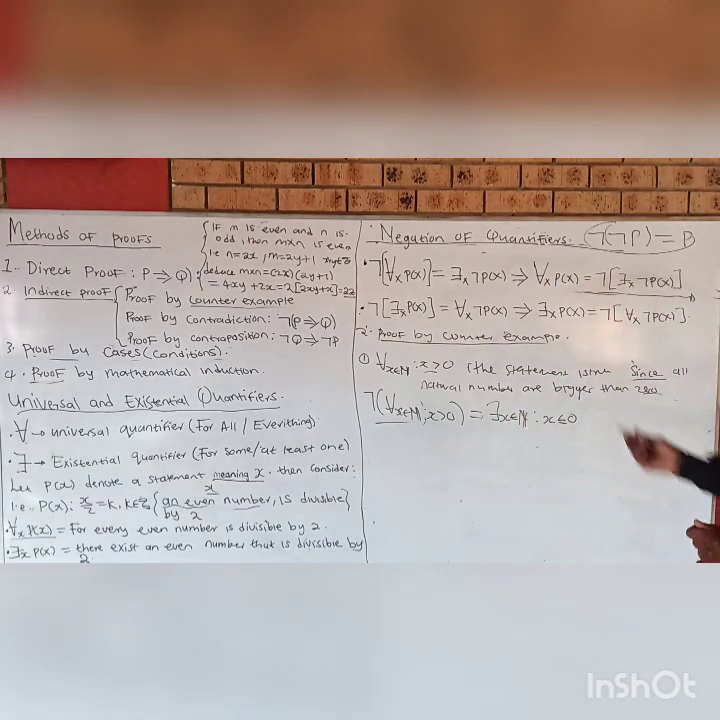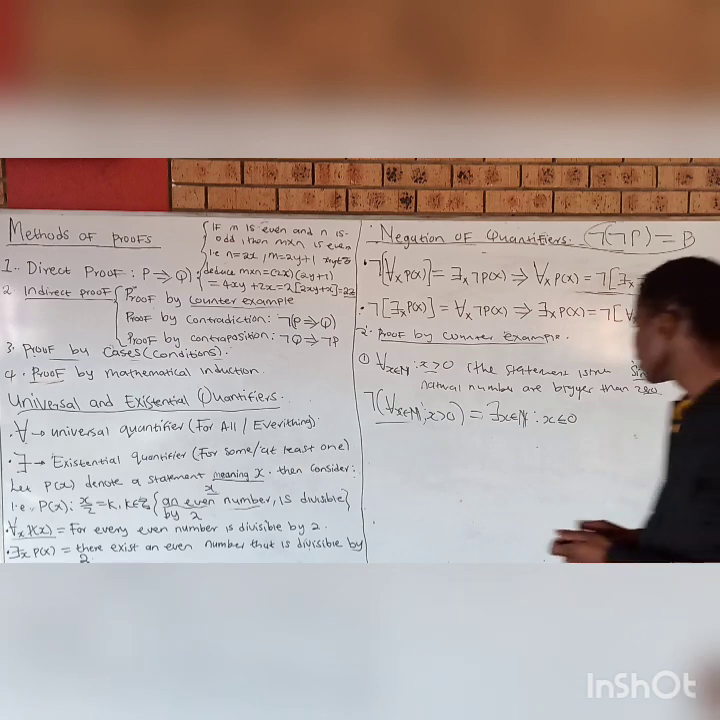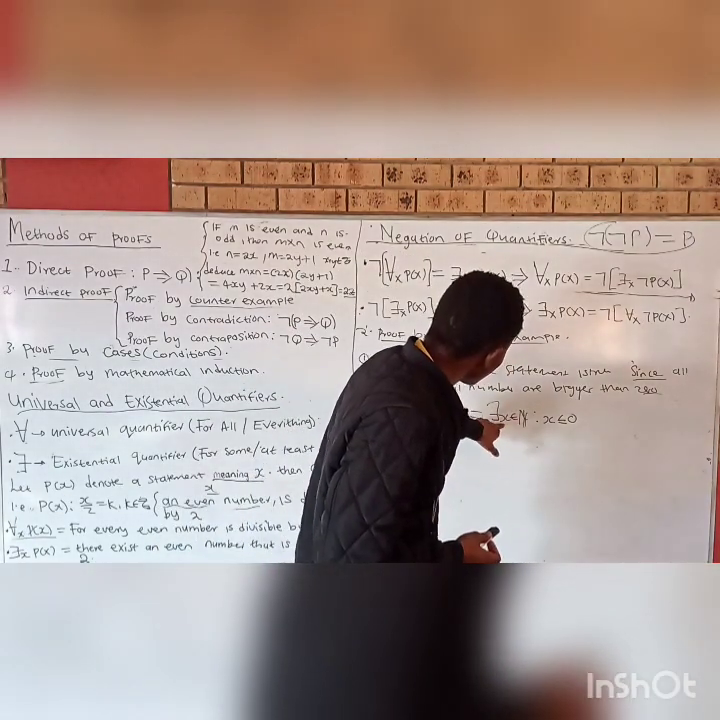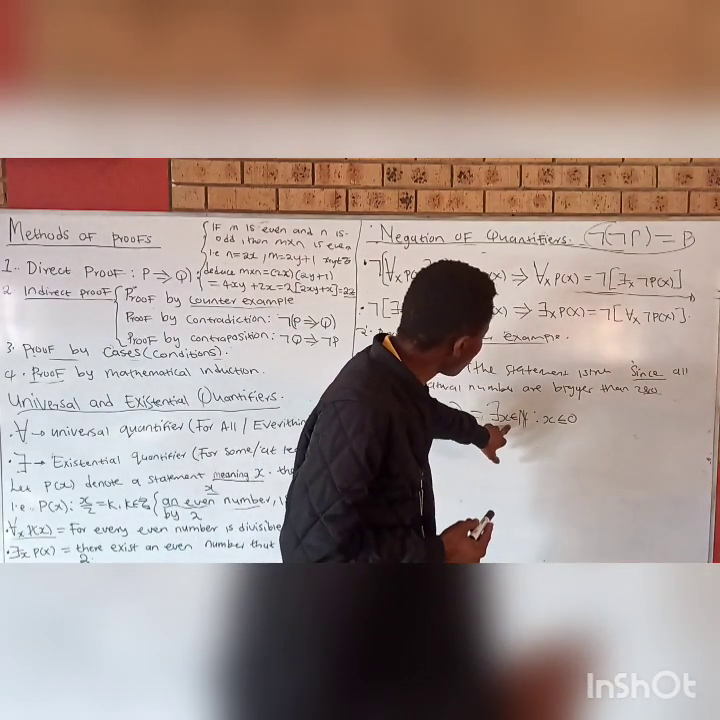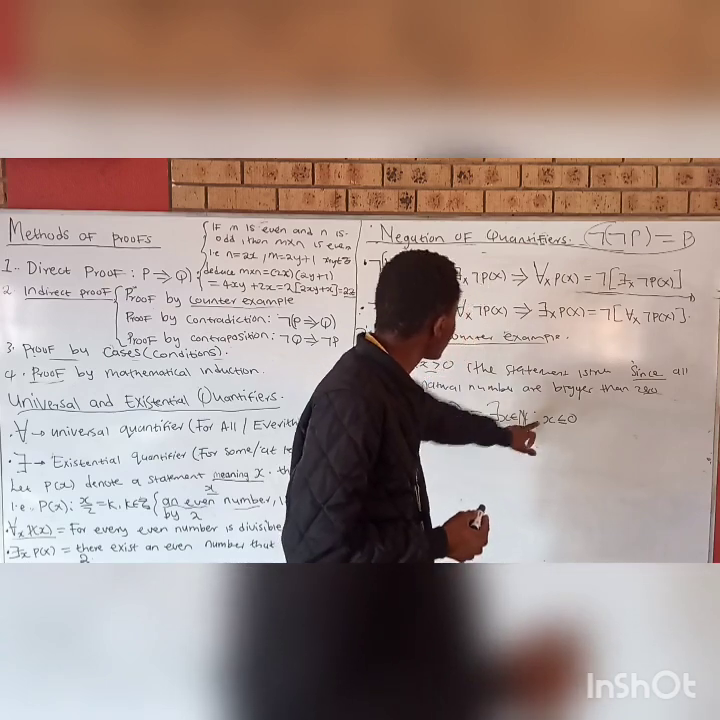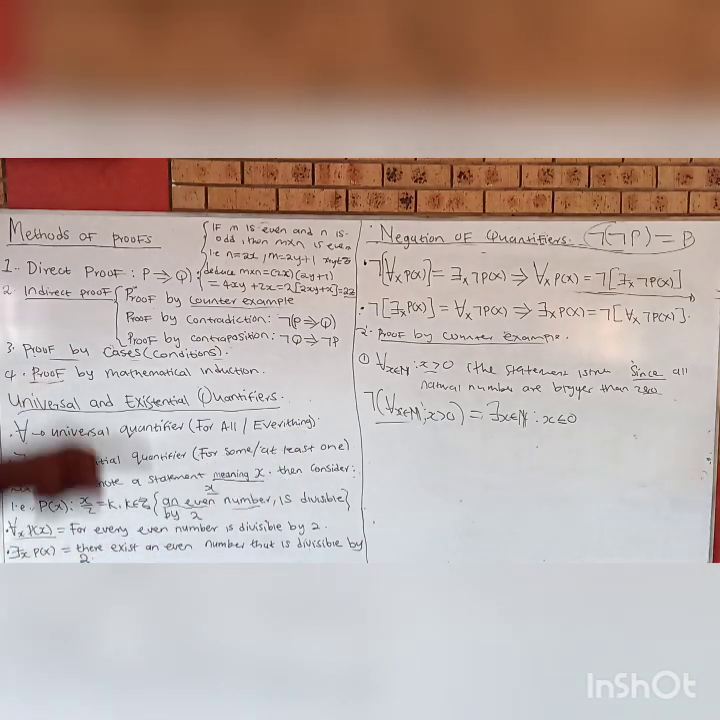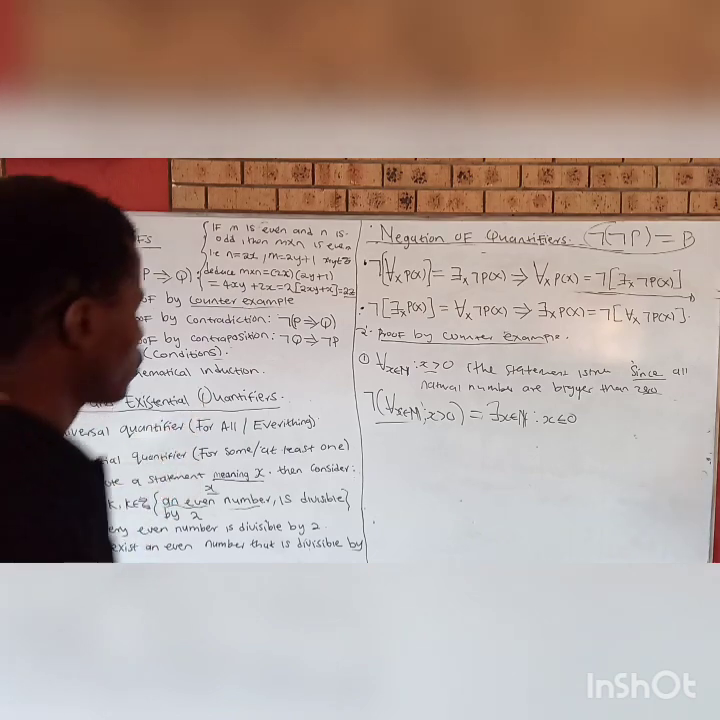So this statement, what does it mean? It says there exists some x, an element of natural number, such that x is less than or equals to zero. Is this true? No, it's not true, because all natural numbers are bigger than zero. Is there a natural number less than zero? No, that does not exist. So you understand that one.